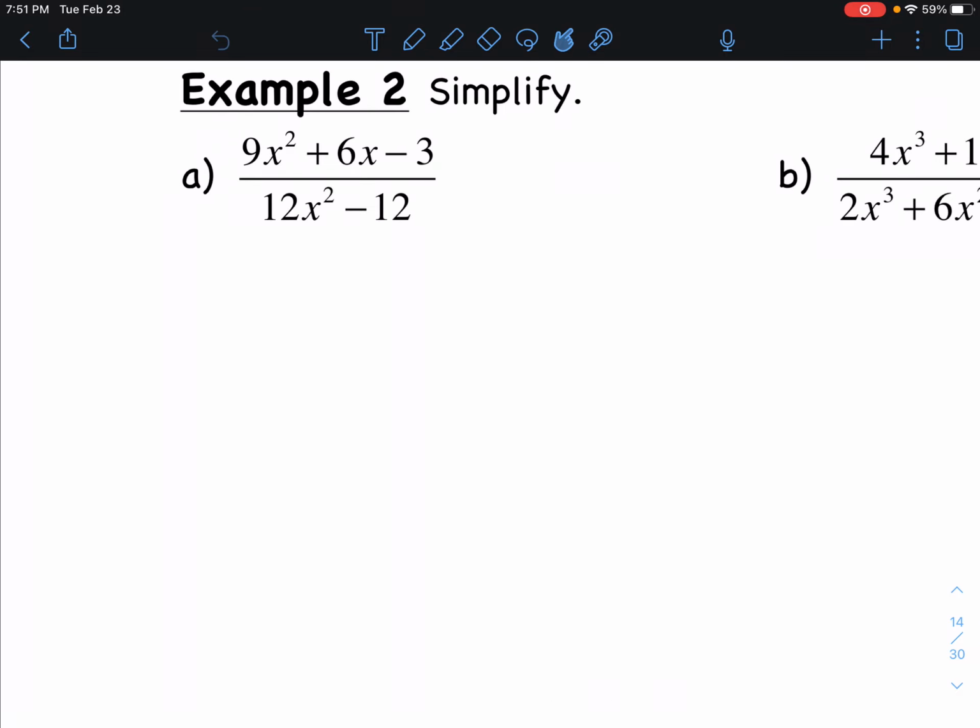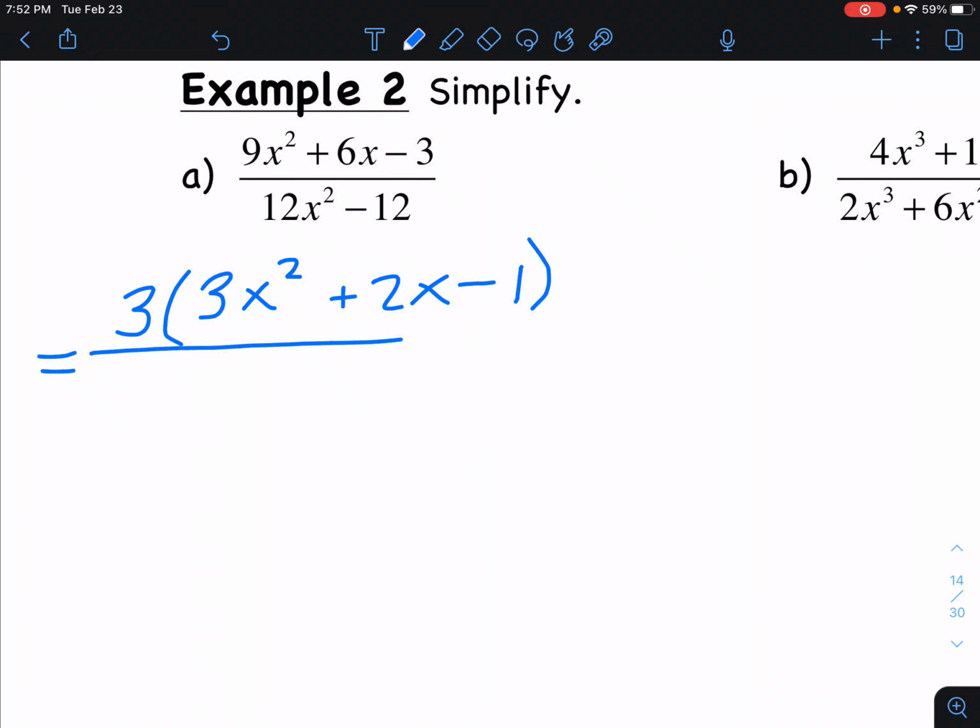So let's take a look at the first example. The numerator. Remember, we always look out for GCF first whenever we're factoring. The GCF here is 3. And when we factor that out, that's going to divide to get 3x squared plus 2x minus 1. That can be factored further.